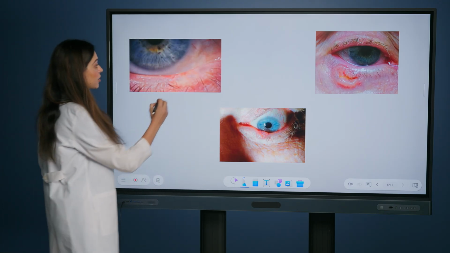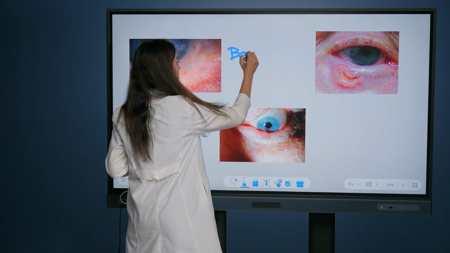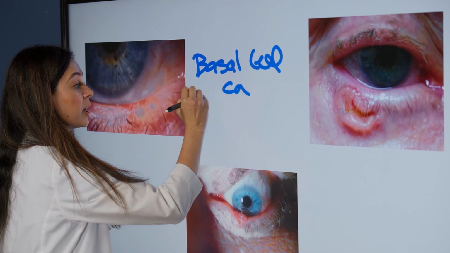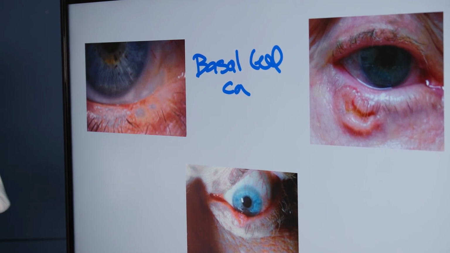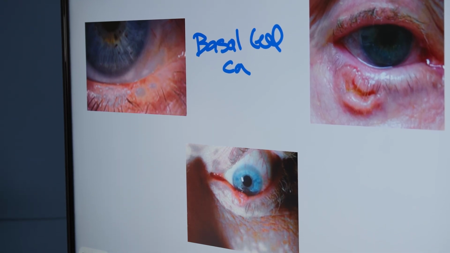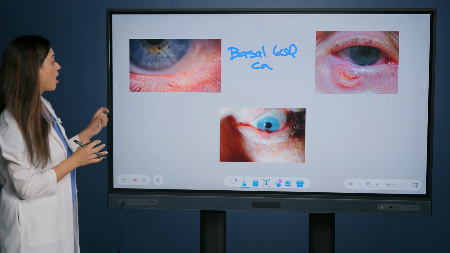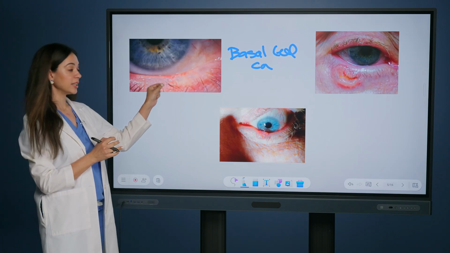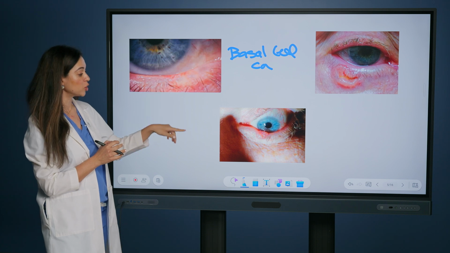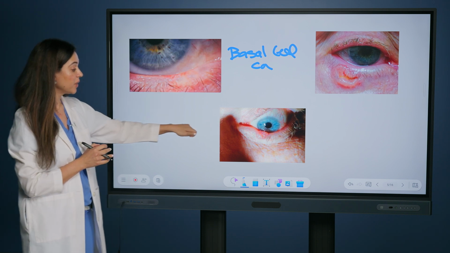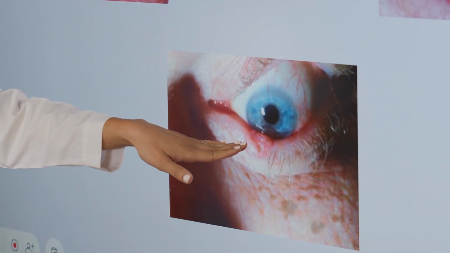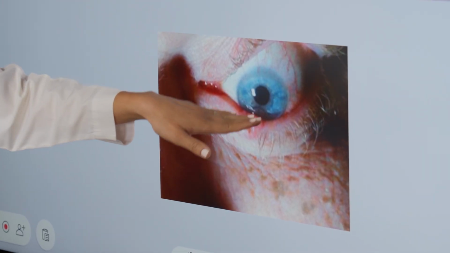So basal cell carcinoma is seen in all three of these images. This is the most common eyelid skin cancer, accounting for 90% of them. And so it's very important that you want to be familiar with the features of this cancer. Oftentimes, it's a pearly white lesion, most commonly seen on the lower eyelid, but can also be seen in the medial canthal area. We can see here that central ulceration. That is a definite hallmark sign of basal cell cancer.